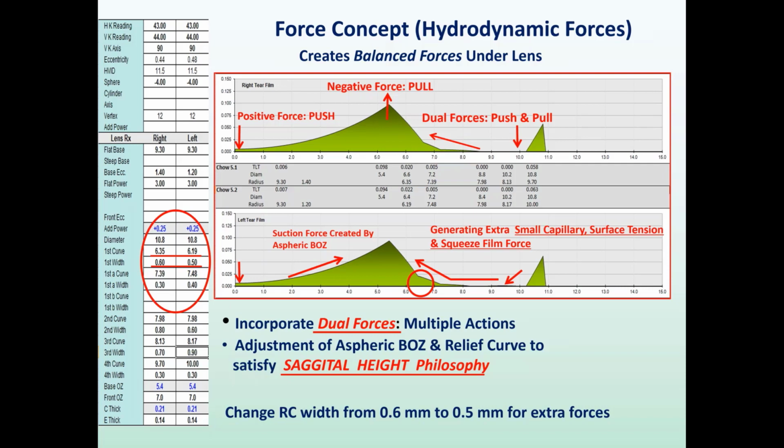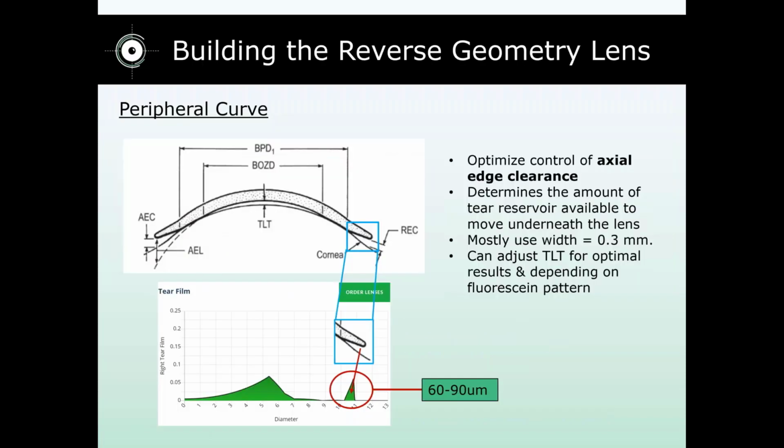So when you change the reverse curve width from 0.6 to 0.5, you create extra forces. Now the peripheral curve is really quite simple. There's a standard. It ranges in the textbook. I've heard a range of 80 to 100 microns, and Dr. Chow typically ranges between 60 to 90 microns. The width is typically 0.3.